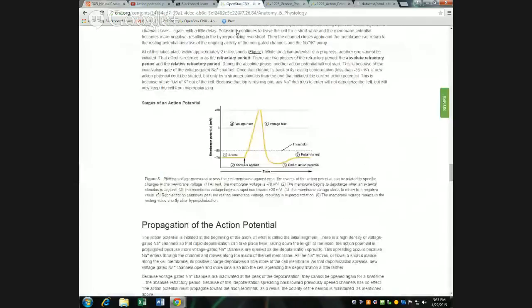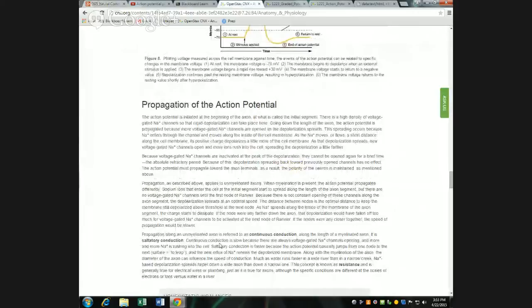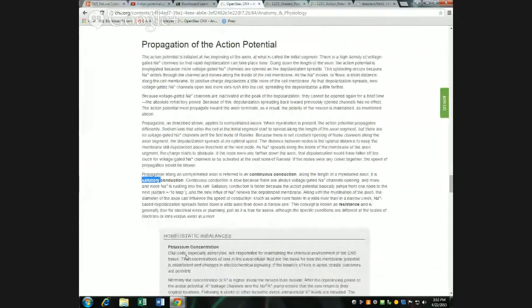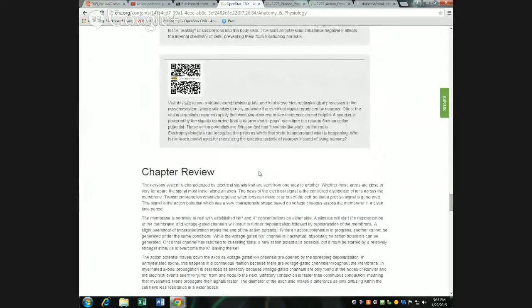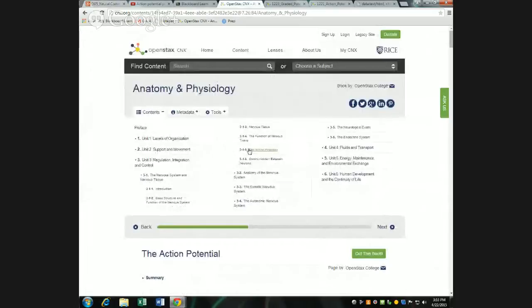So in the book, it's talking about propagation, and it defines continuous conduction and saltatory conduction there. And now you got me interested. I have to look up where the word saltatory actually comes from. But so that's the material about the action potential.